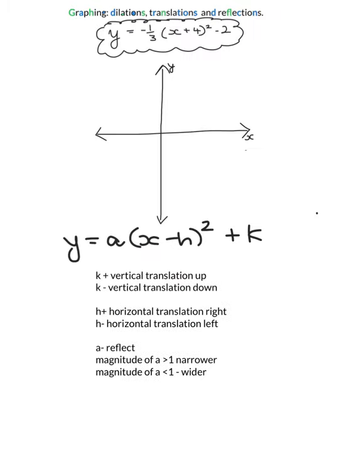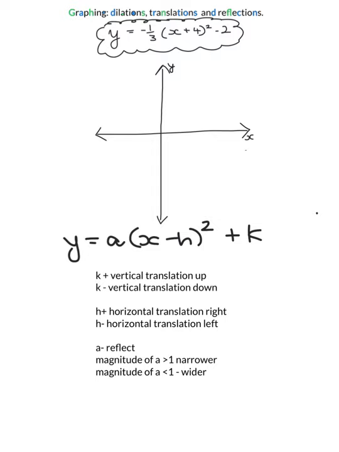So if k is positive, then we get a vertical translation up. If it's negative, we get a vertical translation down. If h is positive, we get a horizontal translation to the right. So as you see there, that would make that bracket x take h all squared. If h is negative, you get a horizontal translation to the left.